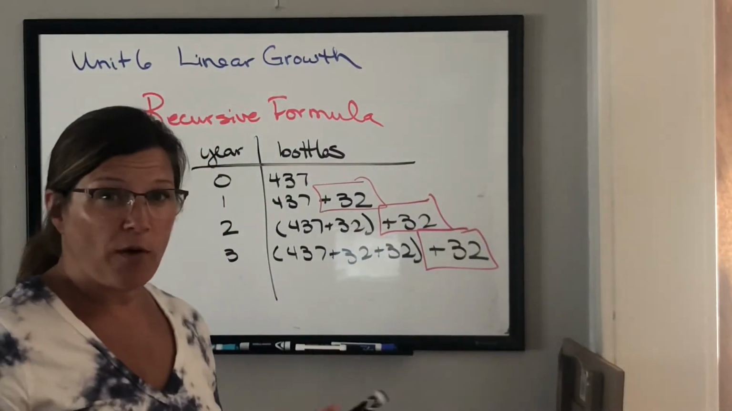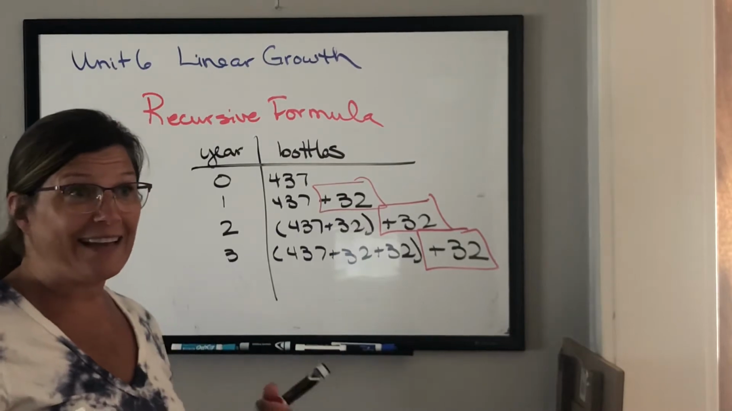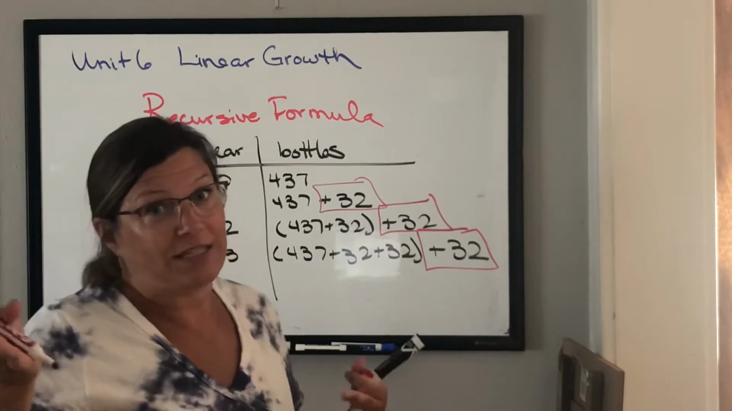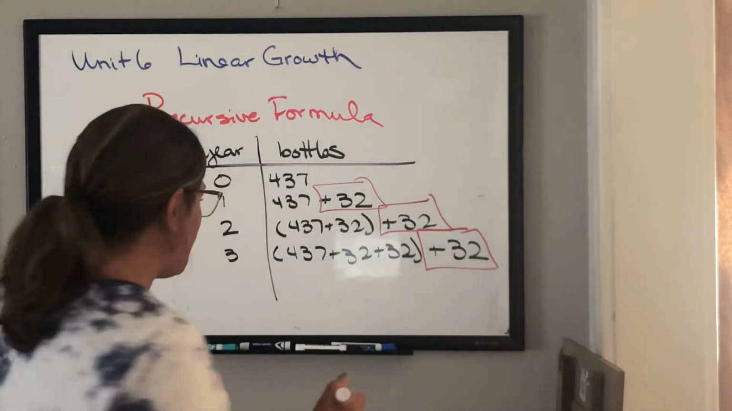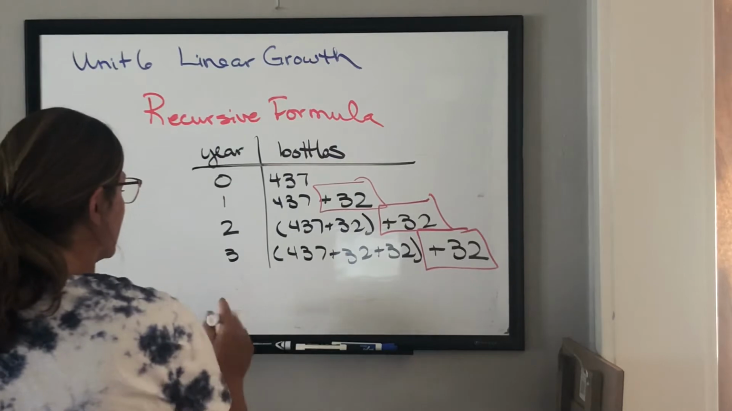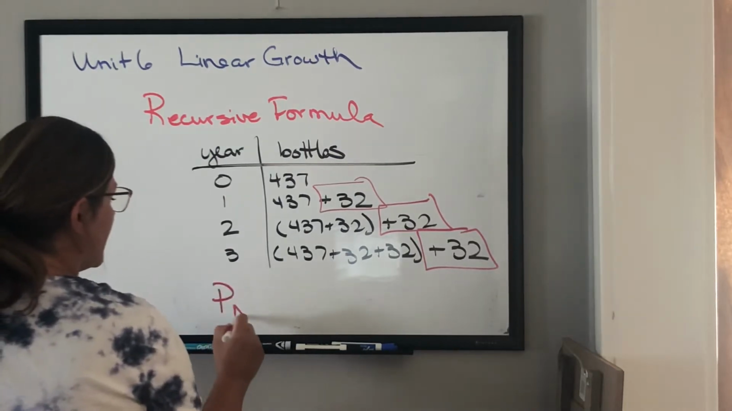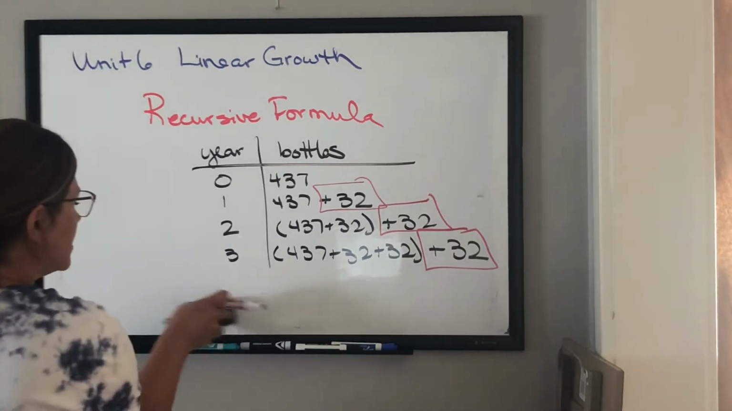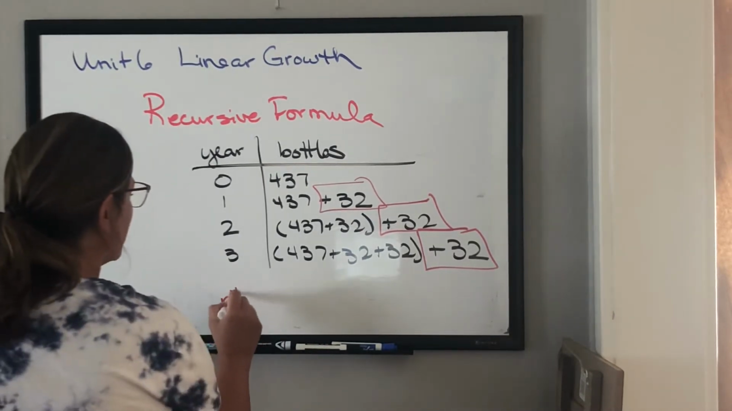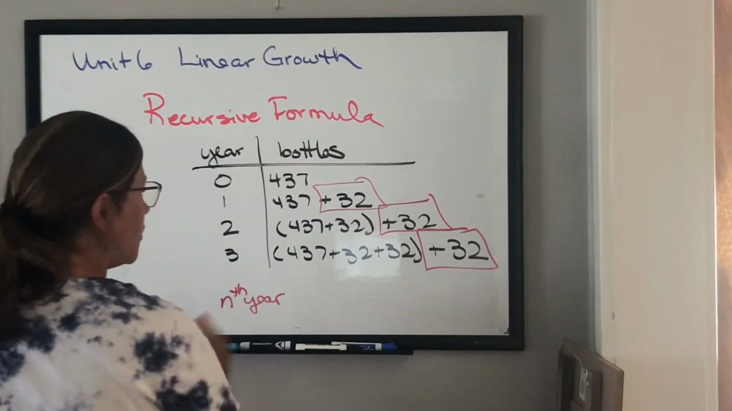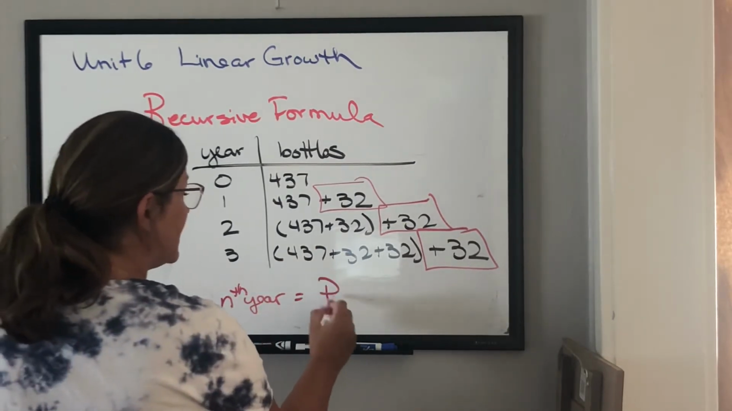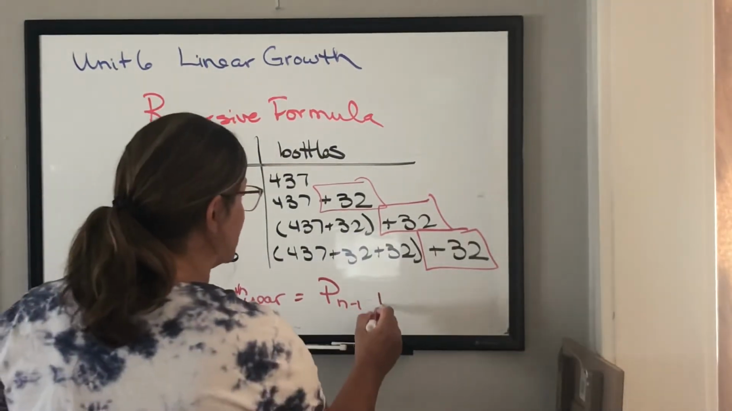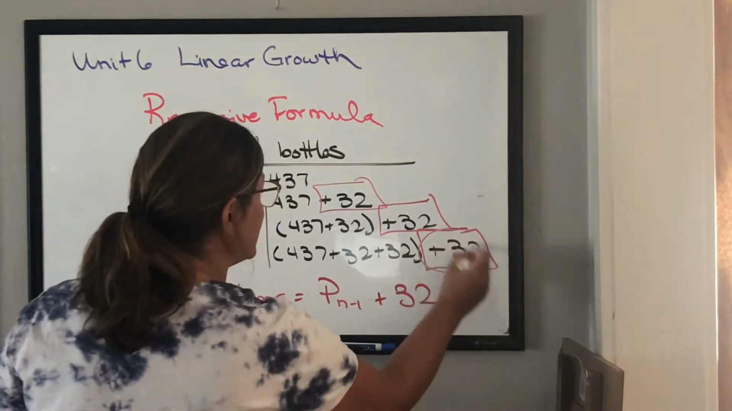So the recursive formula on this one is to get it in the nth year. I don't know what year, and instead of using x now, we're using just the letter n for a number. So the amount in the nth year, we are going to take the previous year, n minus 1, the total amount in the previous year, and add 32, just like we did each time here.